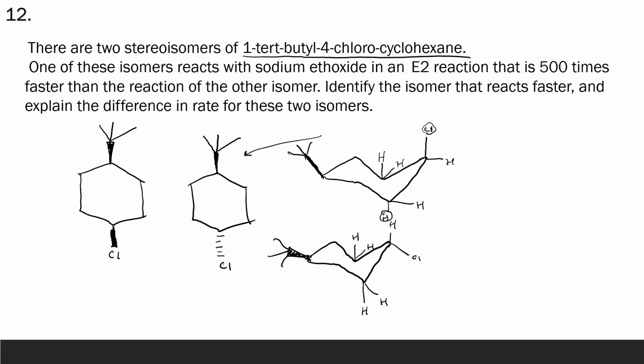So the isomer that is going to react 500 times faster is going to be this one here, because you have the chlorine in the axial position, which allows you to have a proton in an anti-coplanar position from that chlorine leaving group. So this one here will react 500 times faster.